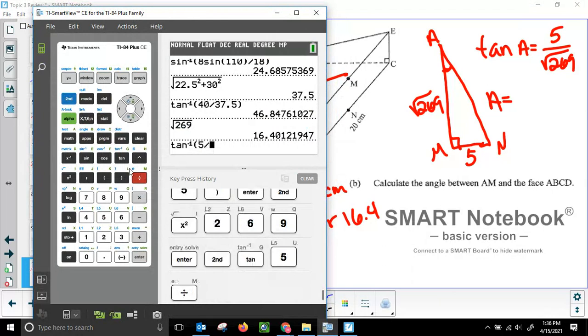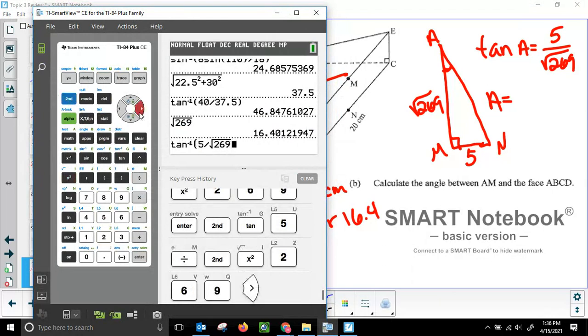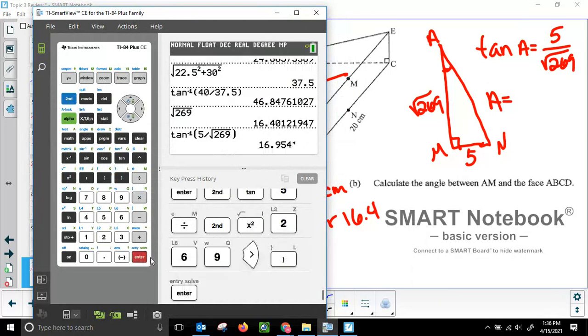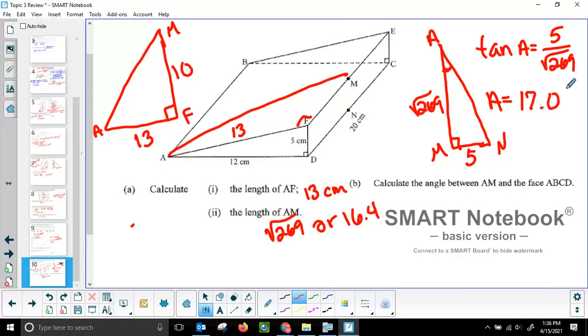5 over root 269. Bam. 16.95, or to 3 sig figs, 17.0 degrees.